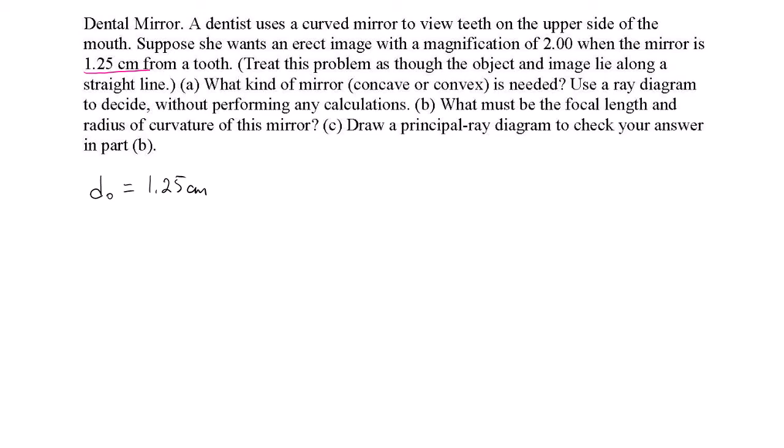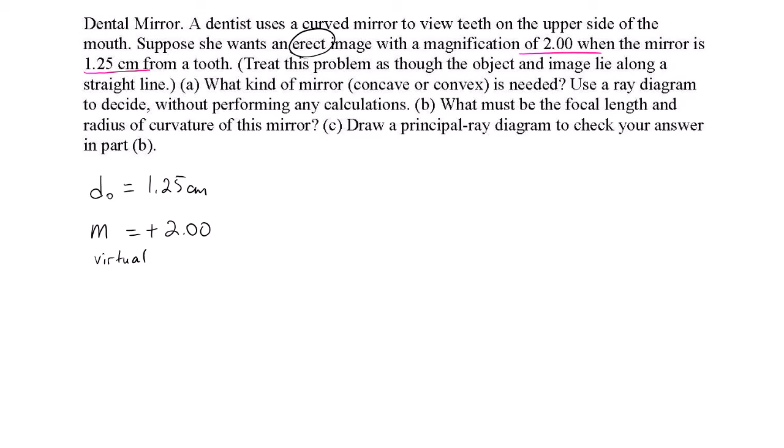read that she wants the magnification to be 2, which means M should be 2, and also the image should be erect, which means it has to be positive. Magnification has to be positive 2. And erect also means it has to be a virtual image. So let's call it virtual. Okay.